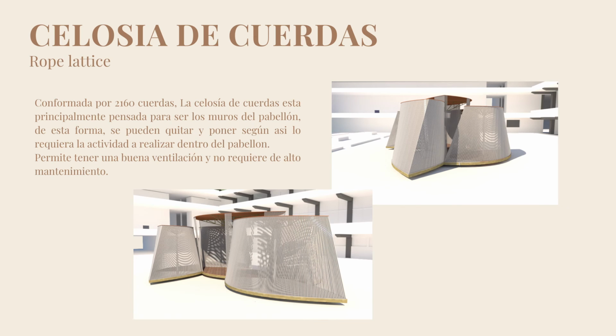Finally, the rope lattice. Made of 2160 ropes. The rope lattice is mainly designed to be the walls of the pavilion. In this way, they can be removed and put on as required by the activity to be carried out within the pavilion. It also allows for good ventilation.